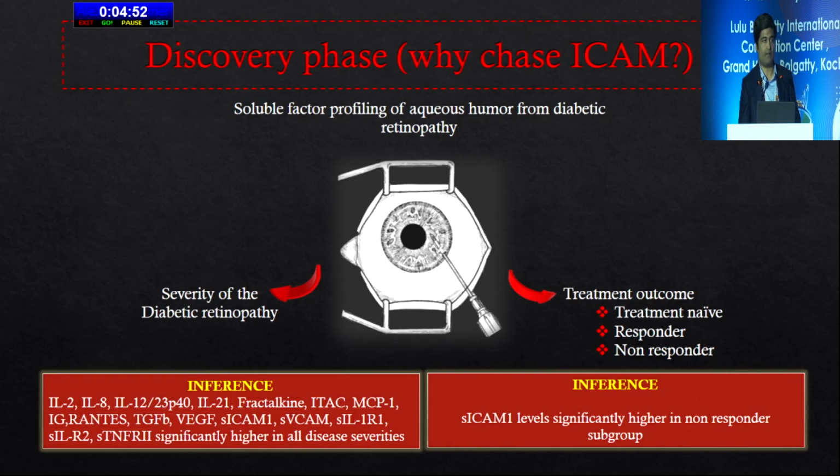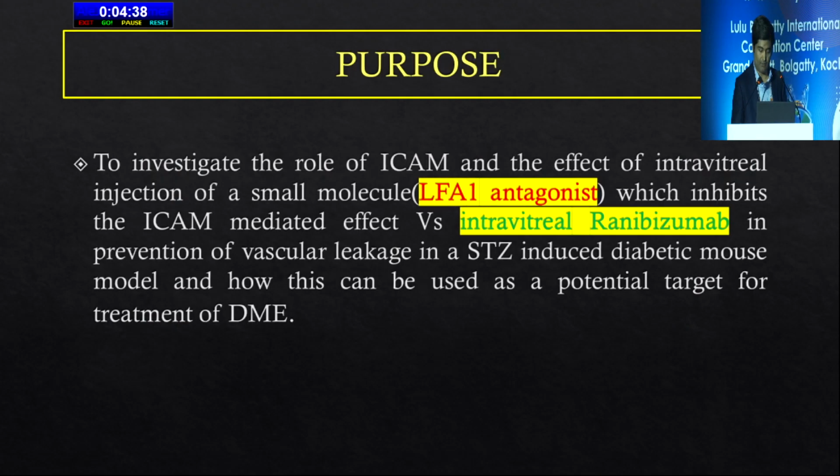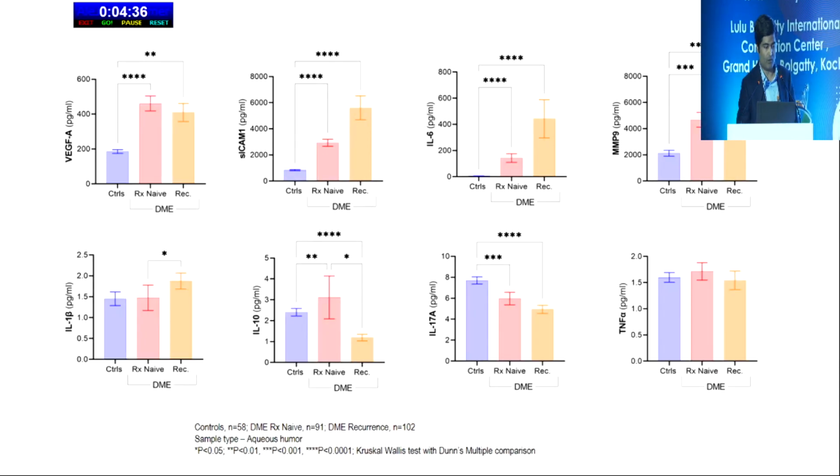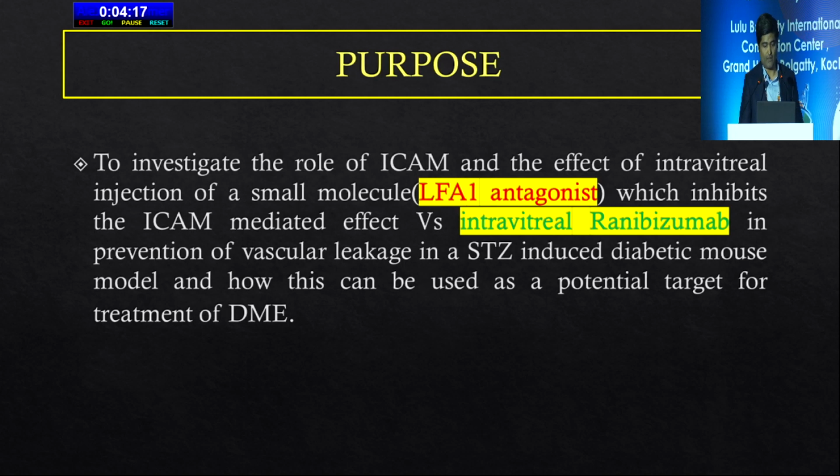During our discovery phase, we narrowed down to ICAM because we did an aqueous humor analysis of many patients, and we were looking at ICAM consistently. In patients who had diabetic macular edema and were under treatment, VEGF went up and fluctuated with treatment, but every single time the patient had diabetic macular edema, both in treatment-naive and in recurrent cases, ICAM was found to be higher, and it kept going up with every treatment recurrence. This means that it is probably very important in the treatment of DME. So our purpose was to investigate this and compare it with ranibizumab.